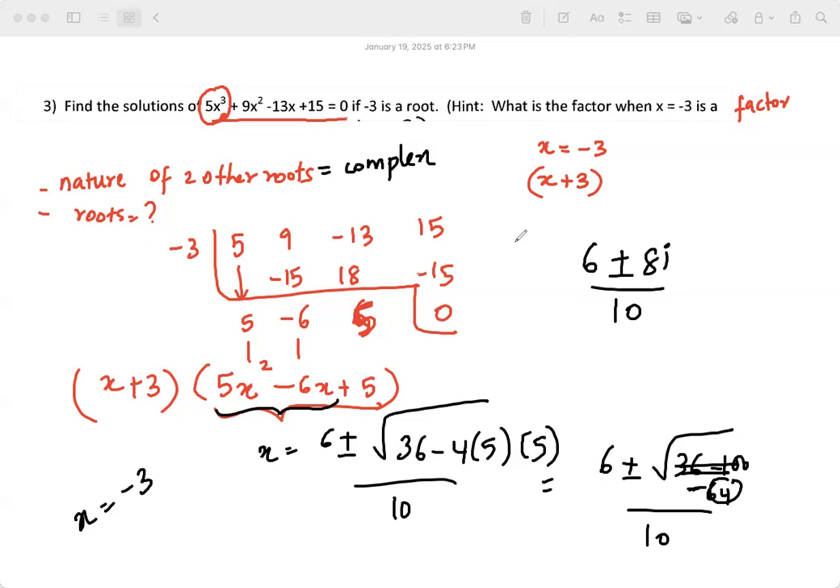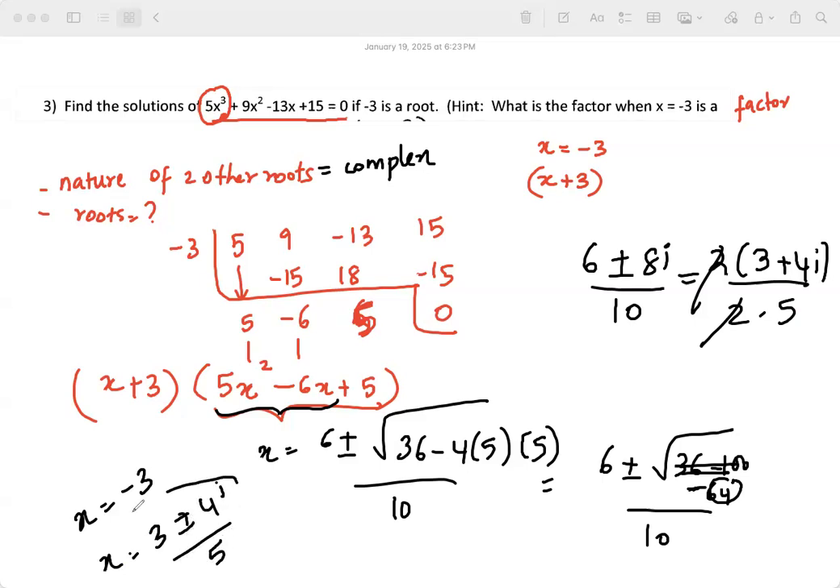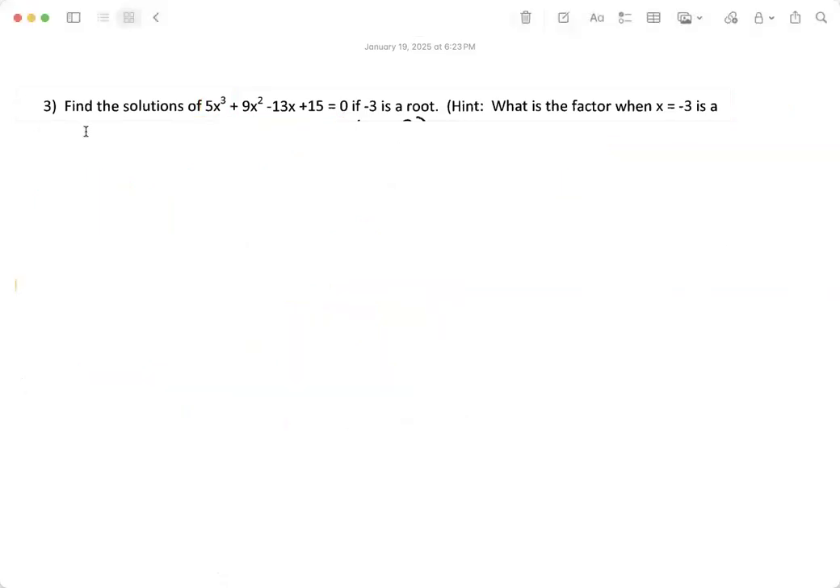How will you find them? Here, please see here, you can divide by 2. Overall, you can take 2 as common. This becomes 3 plus 4i, divided by 2 times 5. 2 and 2 get cancelled. So the roots are x equal to 3 plus or minus 4i by 5. This is the simplified form. If you give it in the other form, they will take away points. Am I with you all? Okay, let's keep going with this.